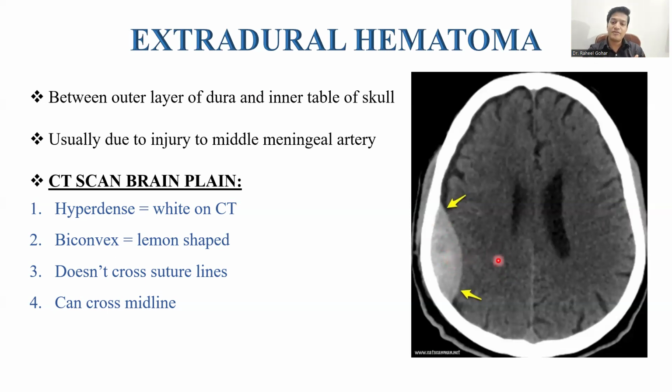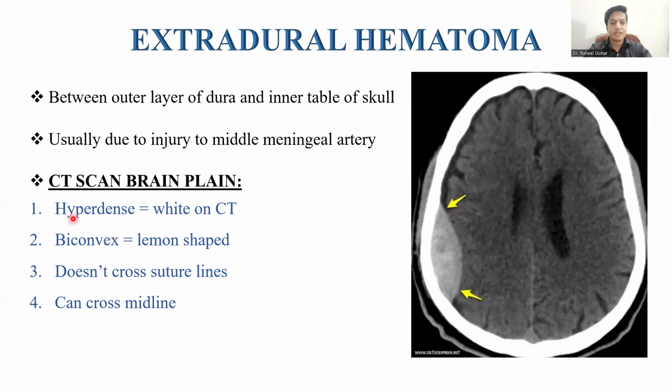Now we have to identify what type of acute blood this is. So I am saying this is EDH, extradural hematoma. How can I say that? There must be some features to it which we can apply on the CT scan brain plain, and we can say this is epidural hematoma.